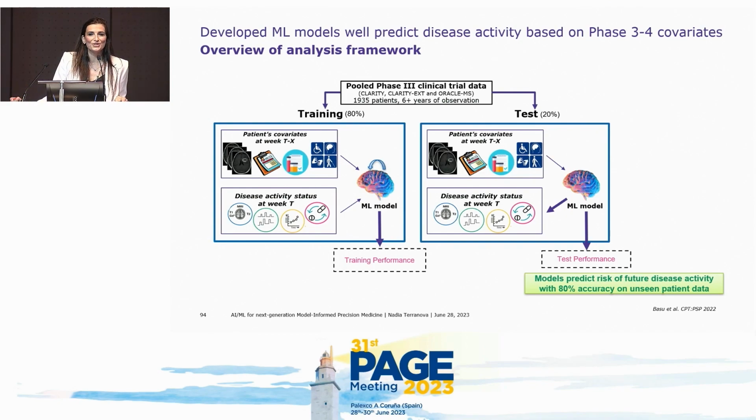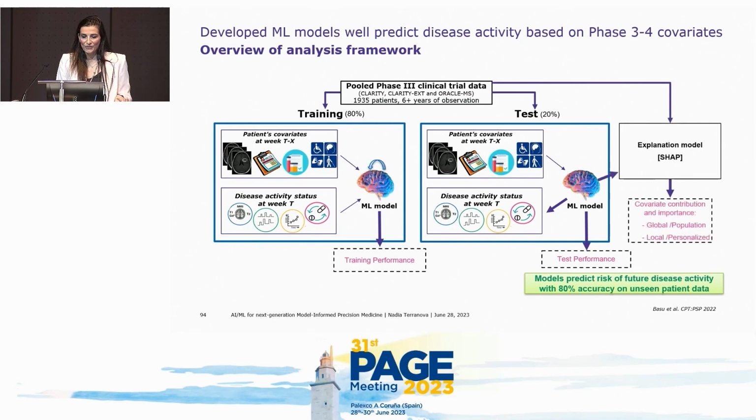But the question was, okay, how are we making this prediction? What are the factors driving this prediction, right? So for this purpose, we then used an explainable machine learning method, SHAP, Shapley Additive Explanation, which provides understanding of which factors or covariates are driving this prediction. And this is done at the local level, so the individual level, as well as the population level.